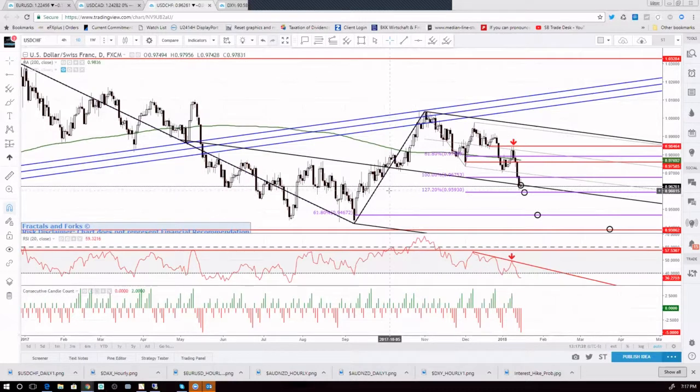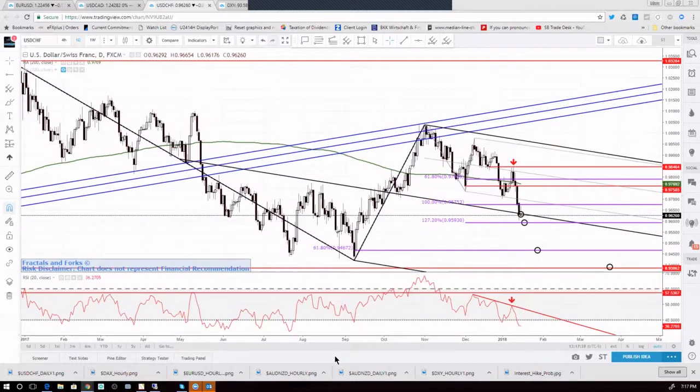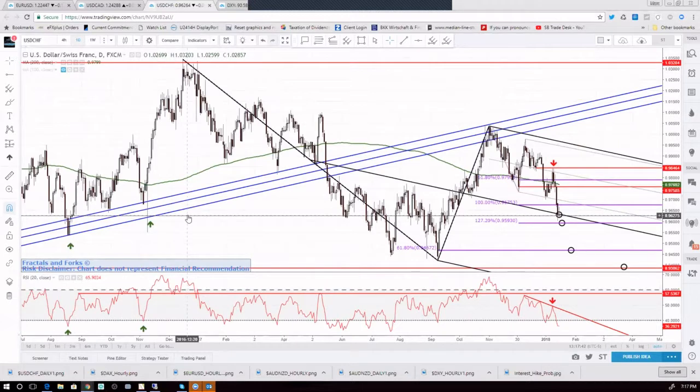Hey, in my opinion, Andy has the forks, not forks, the fractals. But yeah, we disagree on this.